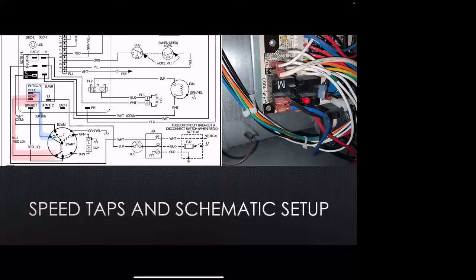In cool, the black wire is high, and in heat, the blue wire is medium low. Great, now we know. We have low, medium low, and high. It's got 3 speed taps on it. You can see here the red is low, the blue is medium low or medium high, and then black is our high.